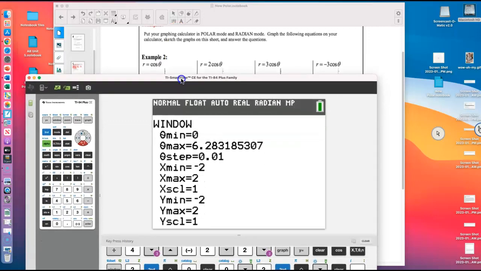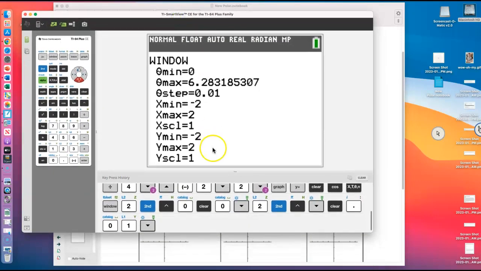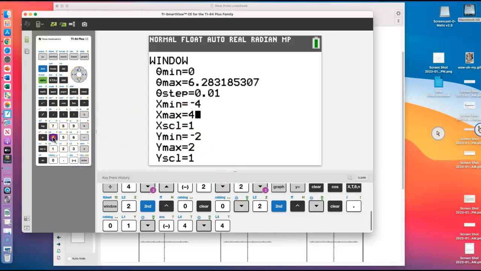trigy. So what's the most cosine can ever be? 1. What's the least it can ever be? -1. And if there was a 3 in front of it, the most it could be is 3 and the least it could be is -3. So it's really easy to think of those constraints. I'm actually going to set mine to -4 to 4 so I can do all of them because some of them have 2s and 3s and 4s in front.